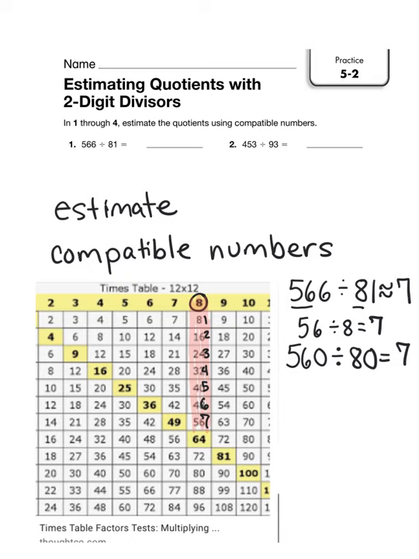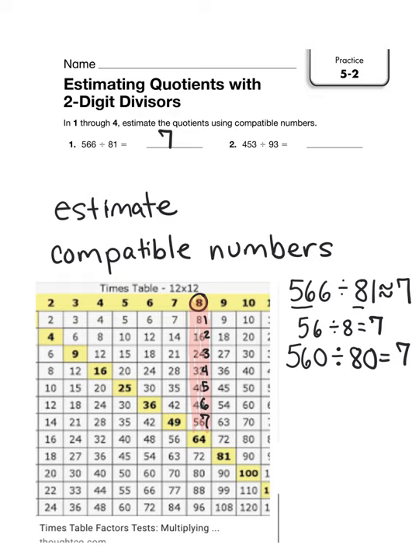Remember this symbol I told you? If you are making an estimate and your answer is just an approximation or a good enough answer, you can use this kind of squiggly equals sign. Okay, so my estimate for number 1 is 7.